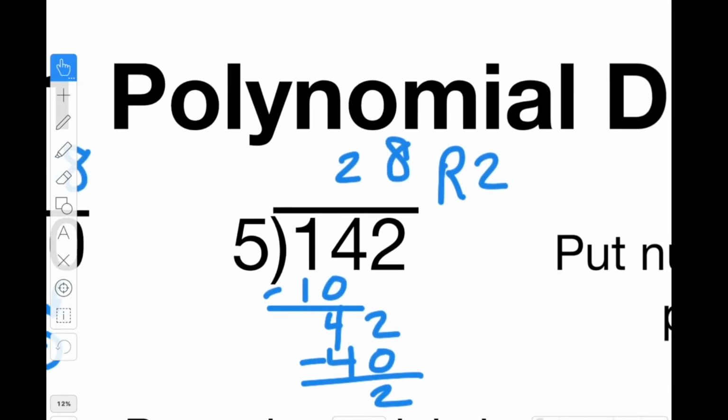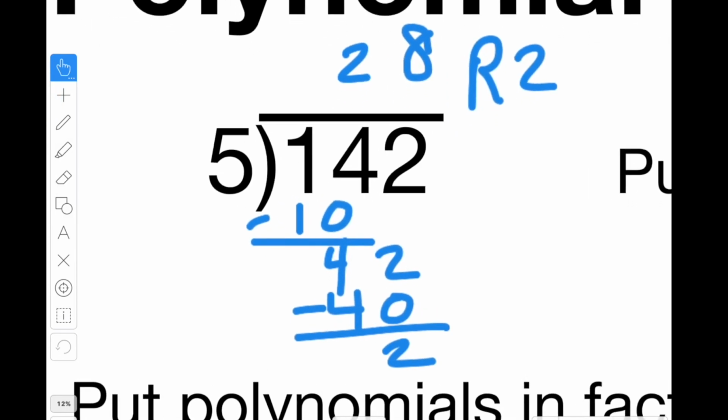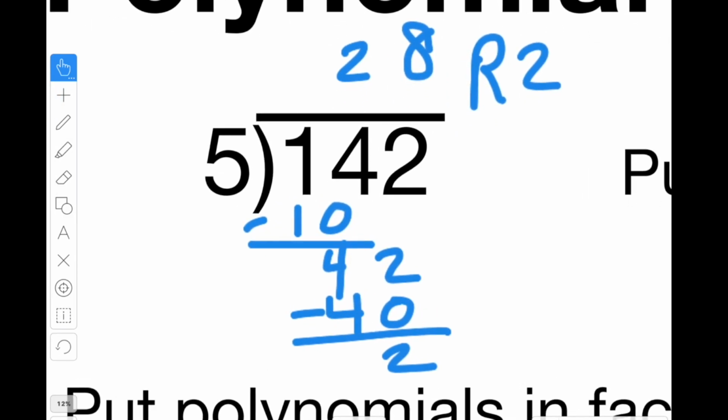Let me do that a bit more clearly the next time. So 5 is not a factor of 142 because you can see there's a remainder. 5 goes into 14 2 times. 2 times 5 is 10. Subtract, you get 4. Bring down the 2, you get 42. 5 goes into 42 8 times. 8 times 5 is 40. With 2, that's a remainder of 2.